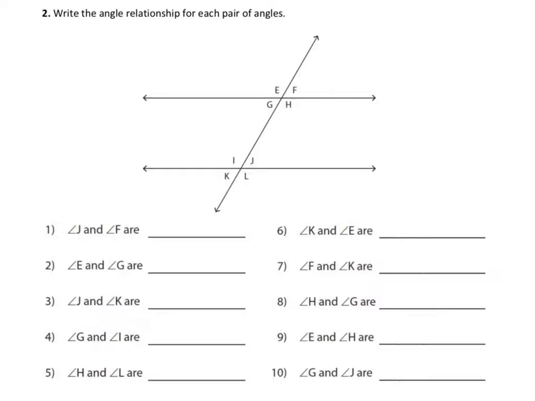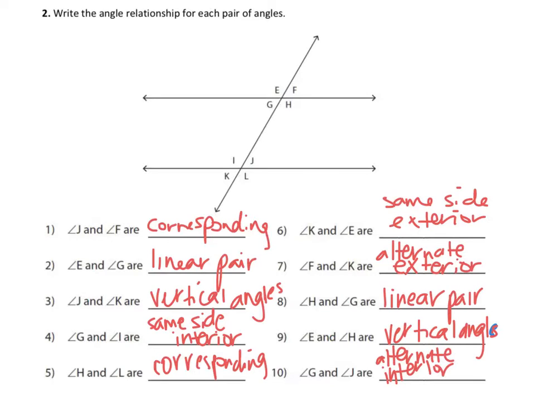So if you haven't already done so, go ahead and do number 2. So you're identifying what kind of relationship there is for each pair of angles. And go ahead and take a look at the answers for numbers 1 through 10 under number 2. Check those answers as well. So we're going to do some more practice obviously in class, but hopefully this is a good preview for our next set of angle relationships when we're looking at two parallel lines that are intersected or cut by a transversal.